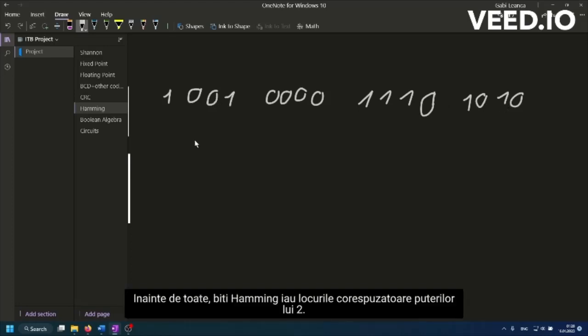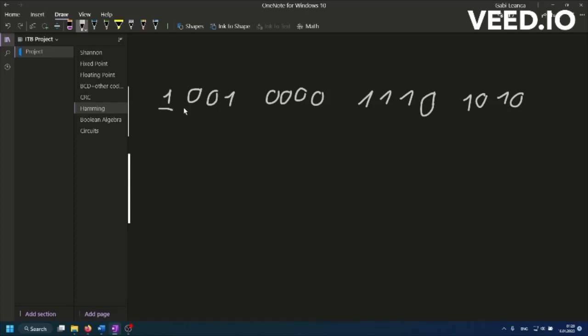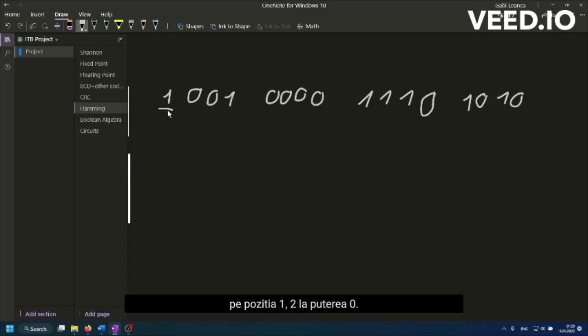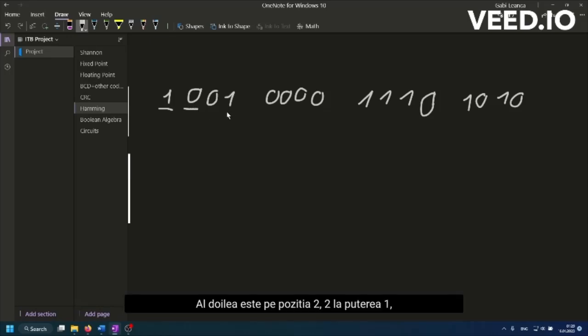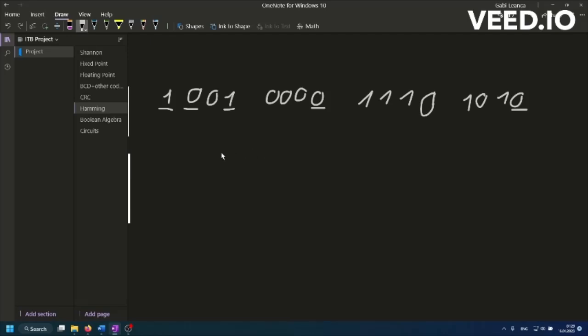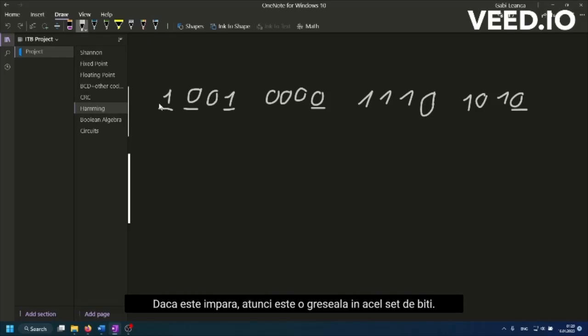First of all, the Hamming bits take the places corresponding to powers of 2. So the first one is on position 0, 2 to the 0 power, which is this one. Okay, so the second one is on position 2, 2 to the first power, then 4, then 8, then 16. These bits track parity, so for each one we make a sum of bits and see if the result is even or odd. If it is odd, then there must be an error within that set of bits.